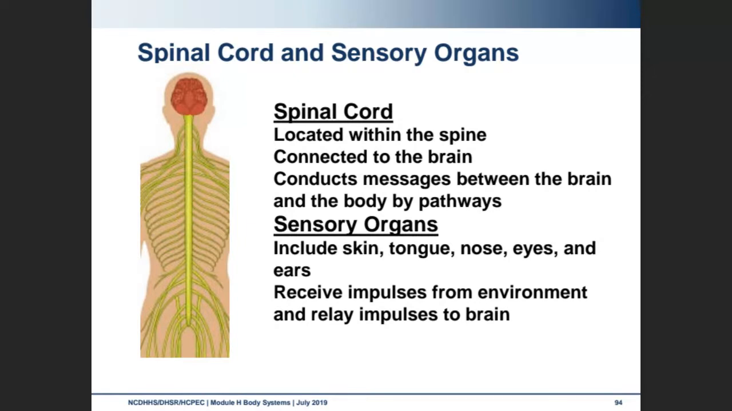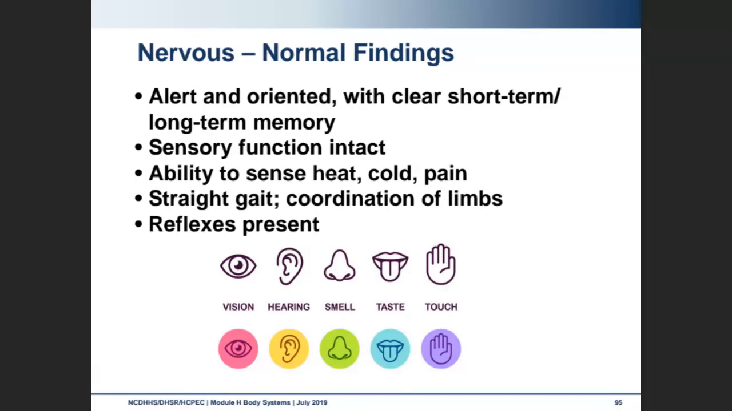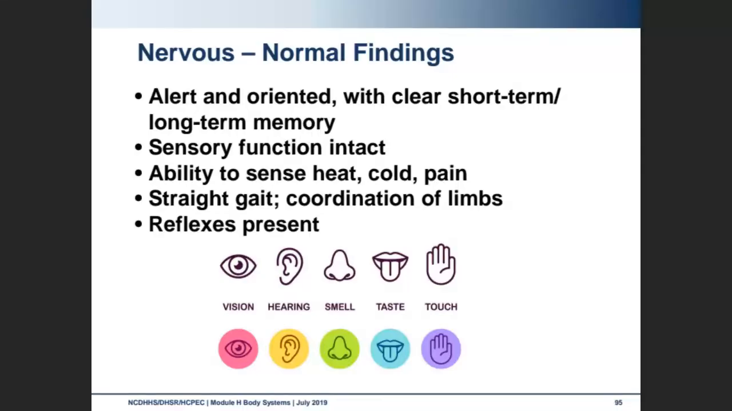When everything is working well in the nervous system, we're alert and oriented, we have clear short and long-term memory, and our sensory functions are intact, so we can sense heat and cold and pain. Our gait is coordinated and straight. And our reflexes are quick and present.